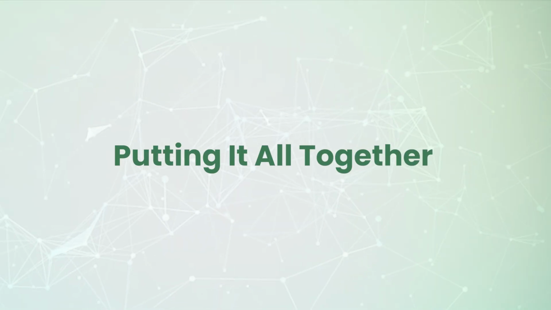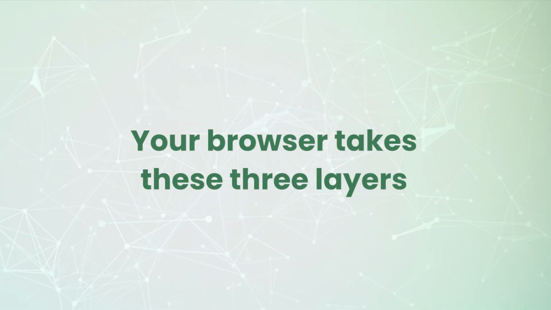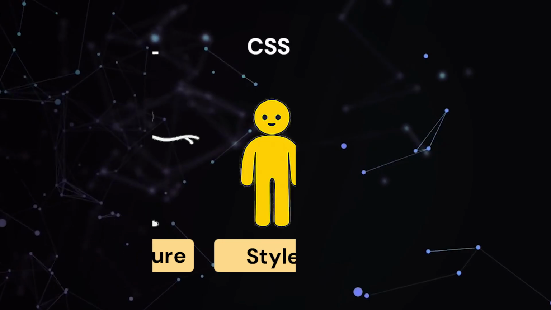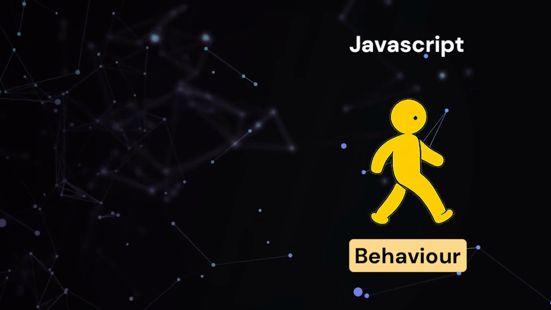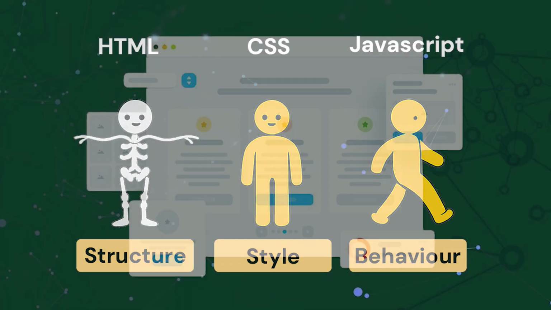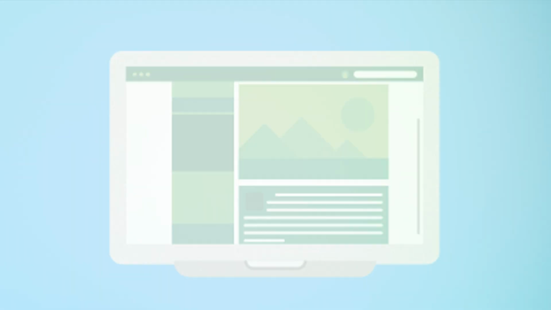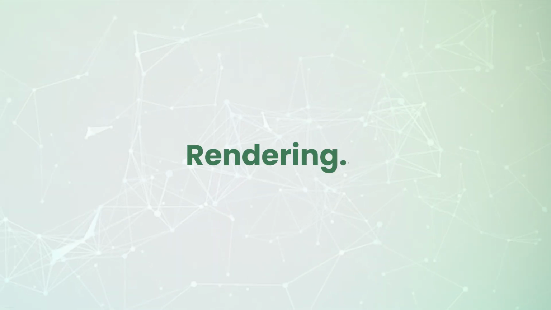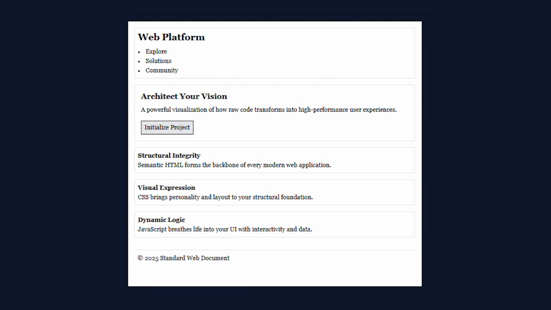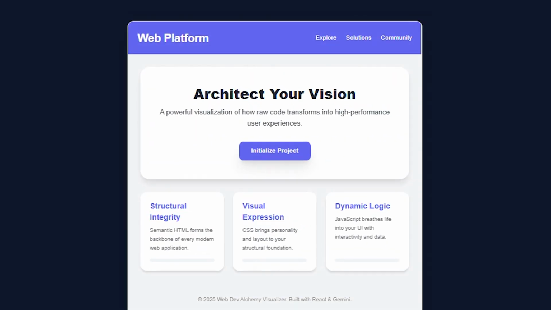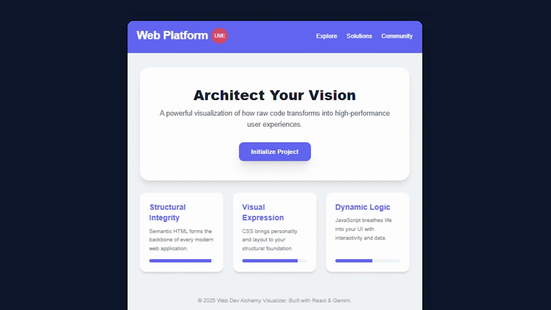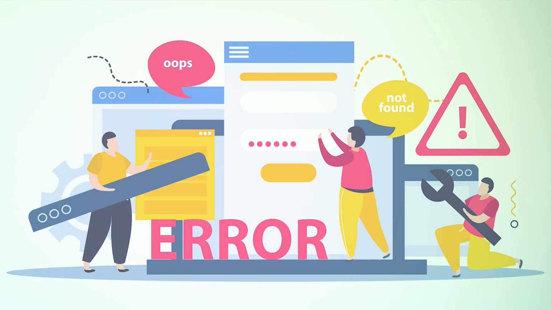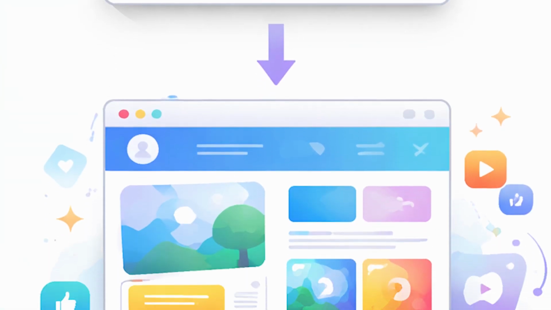Putting it all together. Your browser takes these three layers, HTML for structure, CSS for style, and JavaScript for behavior, and assembles them into the final web page. This entire process happens every single time you load a website. Rendering. Start with a blank white page. HTML skeleton appears. CSS paints it. JS animates it. Understanding this journey explains why websites are slow, why they break, and how modern software scales to millions of users.